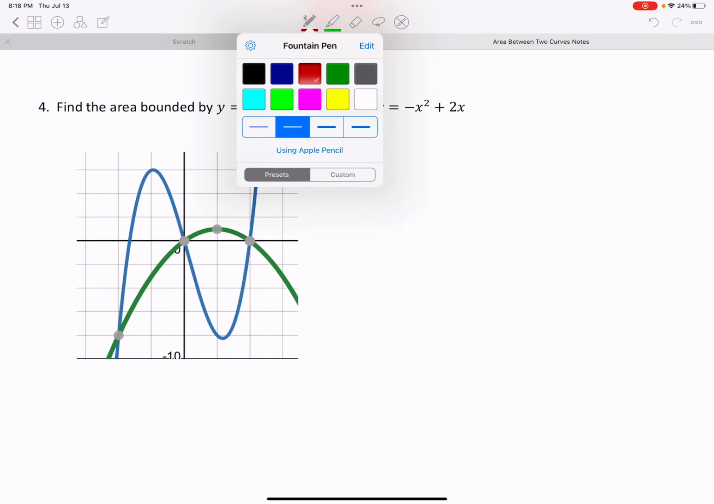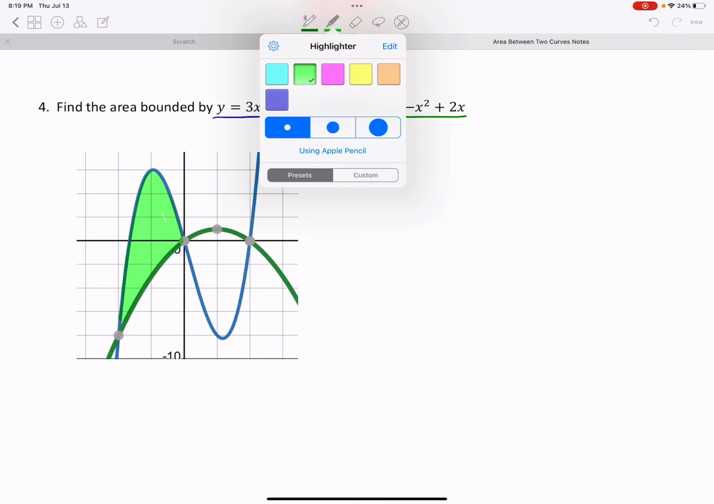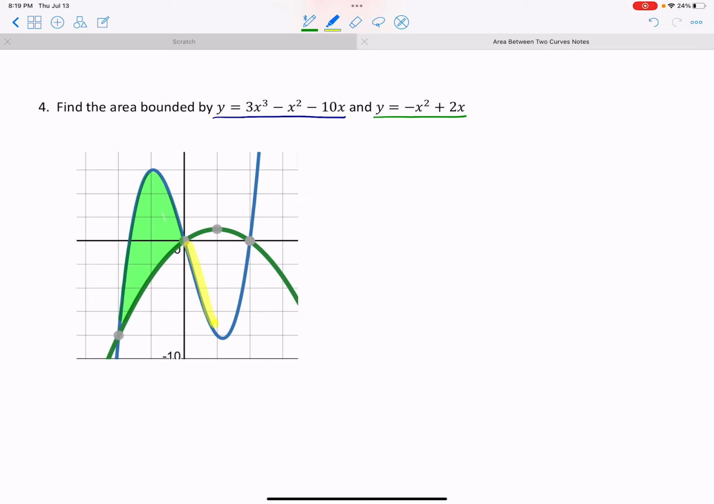Thank you, Desmos. The blue one, that's our cubic. And the green one, that is our quadratic. So if I'm looking for the area that's bounded by these two curves, I actually have two different areas. I have this area here, where the cubic function is the upper bound and the quadratic function is the lower bound. And then I have this separate area over here where the quadratic function is the upper bound and the cubic function is the lower bound. So I actually have to find two separate areas and add them together.